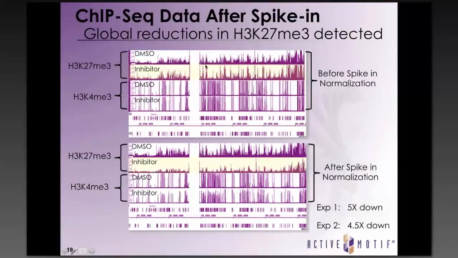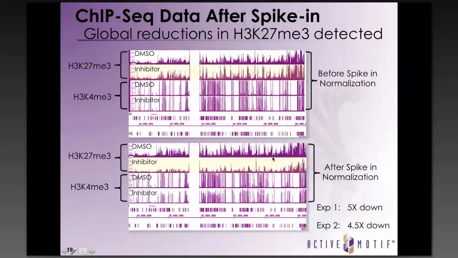So this is with the Genentech inhibitor. If we use our normal ChIP-Seq protocol, we don't detect differences in K27me3 between DMSO and inhibitor-treated cells. We also do not detect differences in the control antibody. However, after spike-in normalization, we now see a dramatic reduction in the signal from K27me3 ChIP-Seqs in the presence of the inhibitor, with no significant effect on the H3K4 control antibody.